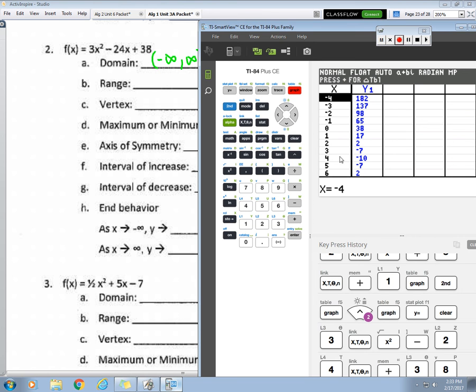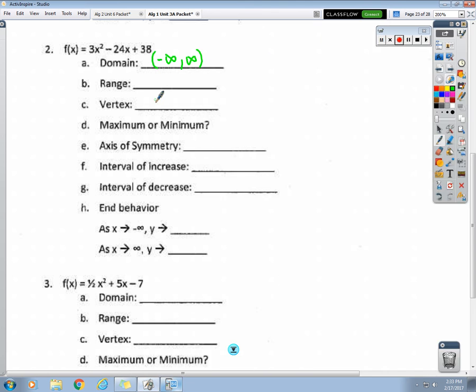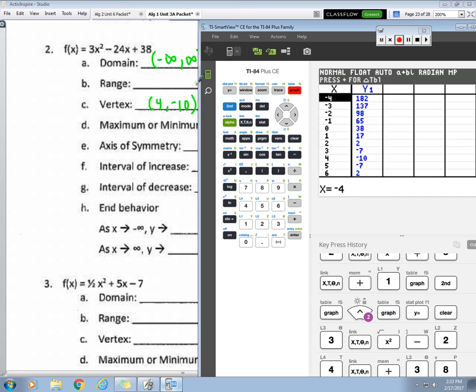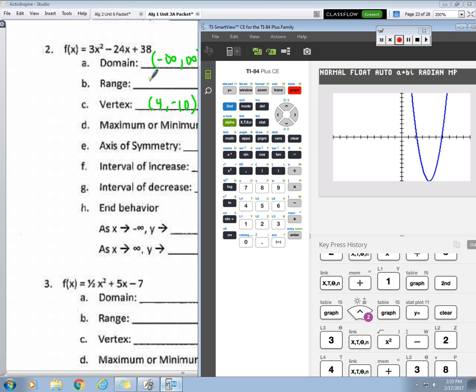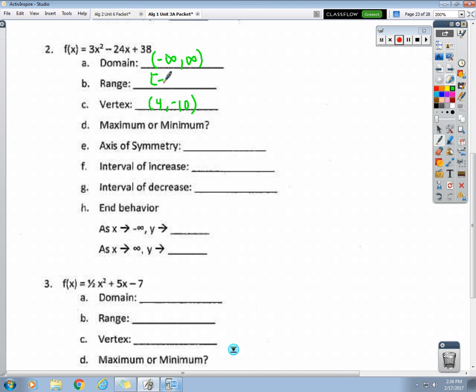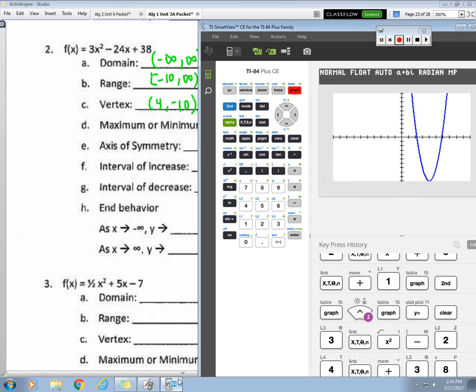Okay, so (4, negative 10) is your vertex. So that means the range is what? How low will you get on that graph on the y-axis? And how high will you get? So negative 10 with a bracket to infinity. Is the vertex a max or a min? A min, because it's the lowest point.